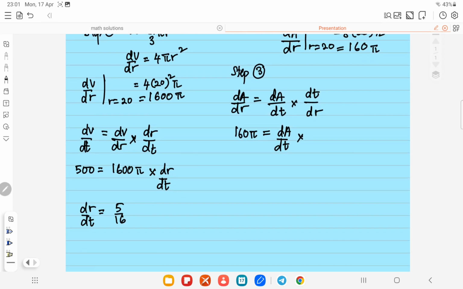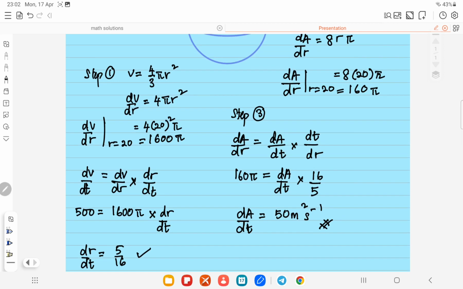Which one is dt over dr? We get it from the first step just now. But look carefully, that is dr over dt, and we need dt over dr, so just take the reciprocal of 5 over 16. We get 16 over 5. So no problem to get dA over dt: 160 pi divided by 16 over 5. The final answer is 50 pi meter square per second.